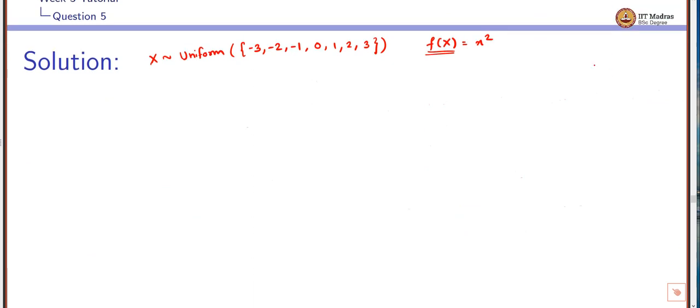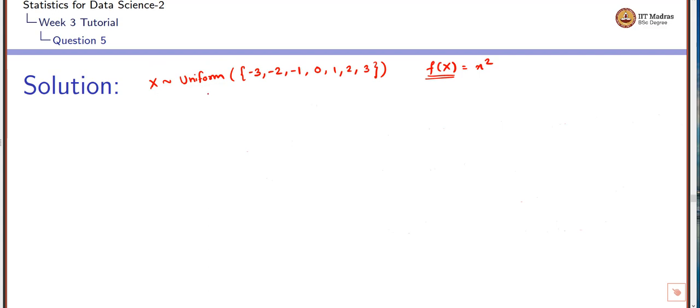From the previous question, or from the data given in question number 5, we know that x is uniform in this range: -3, -2, -1, 0, 1, 2 and 3, and f of x is x square. So we can easily find the range of f of x. Because it is x square, the range is 0, 1, 4 and 9. We have to find the probability that f of x is one standard deviation away from its mean.